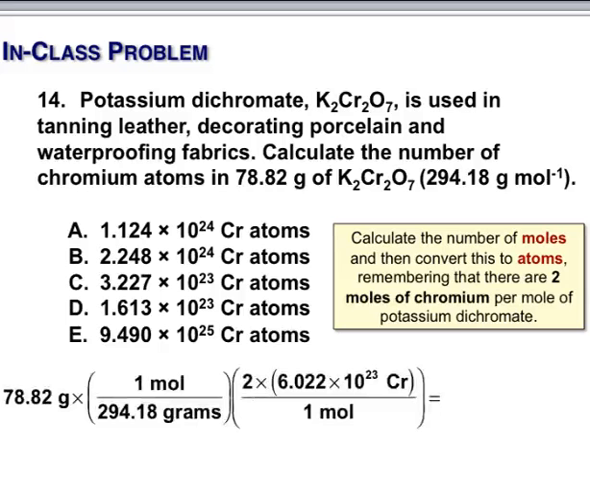Mass divided by molar mass is moles. Every mole is 6.02 times 10 to the 23rd chromiums. And every dichromate has 2 of them. Grams and moles both cancel. Once again, make sure you can do this math reliably. 78.8 divided by this times 2 times 6.02 times 10 to the 23rd is about 3.227 times 10 to the 23rd.